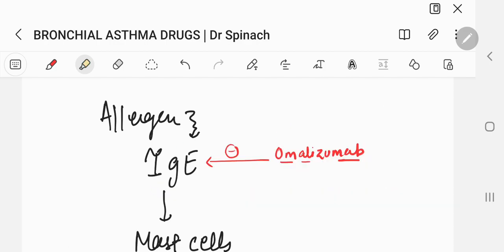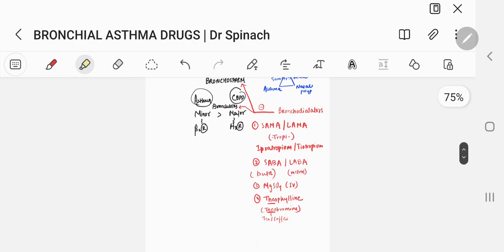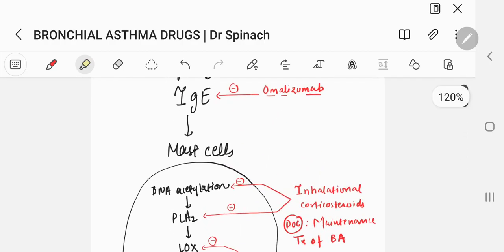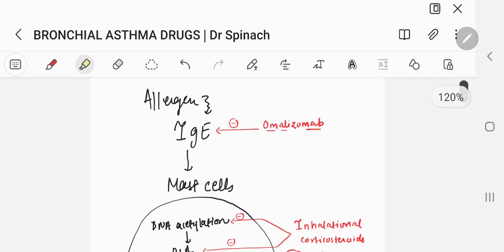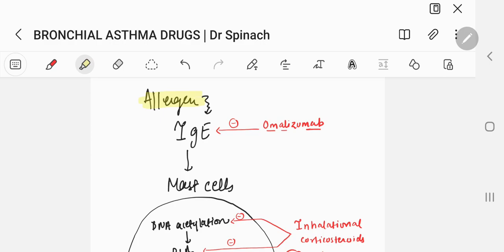So let's get started. Before we understand the drugs that are used in bronchial asthma, it is also necessary for us to understand how bronchial asthma manifests, or how it happens. When there is an entry of allergen, let's say through the respiratory tract, that's when our B cells release IgE antibody, right? And then this IgE antibody acts on mast cells.